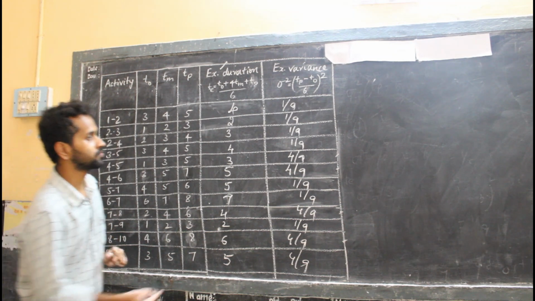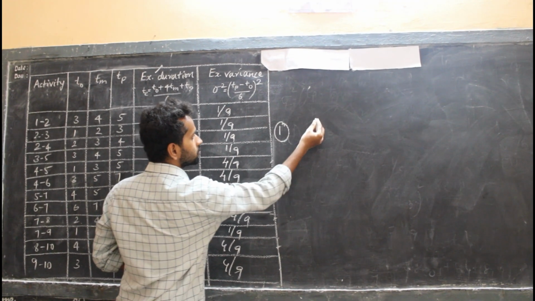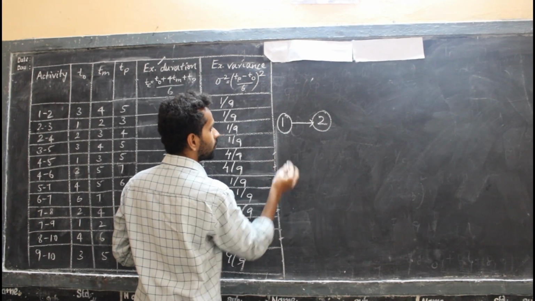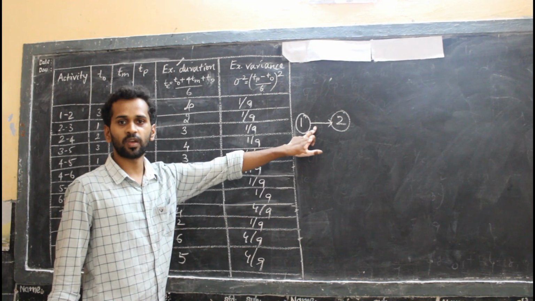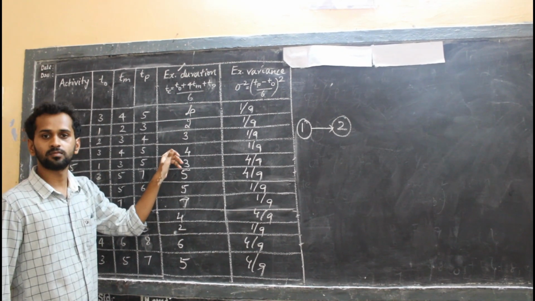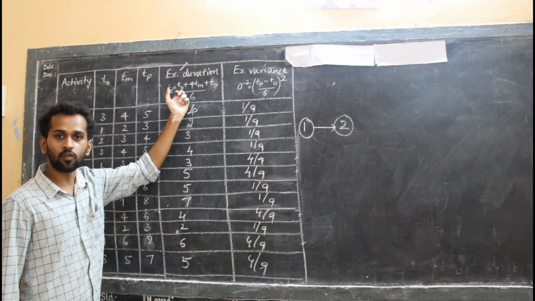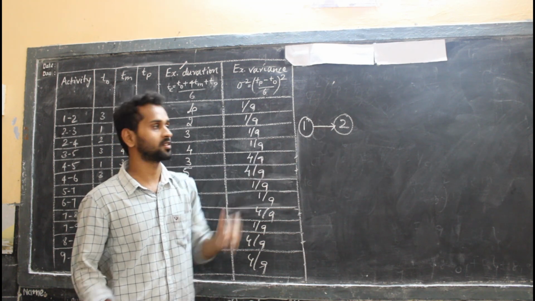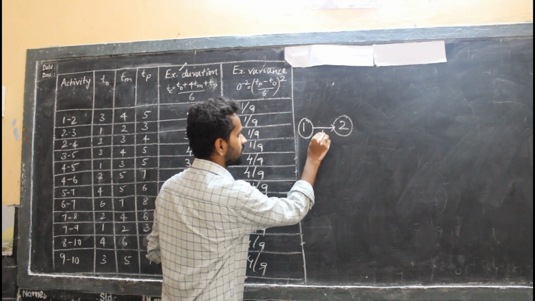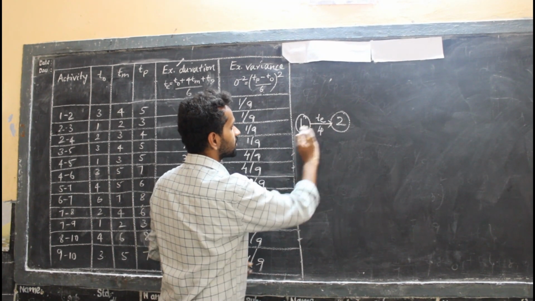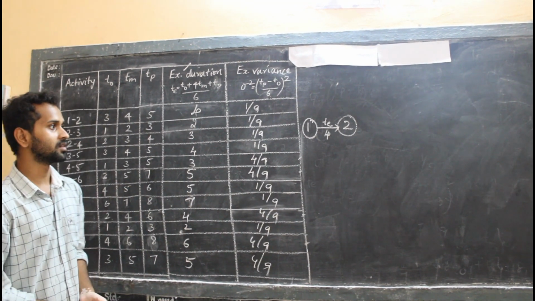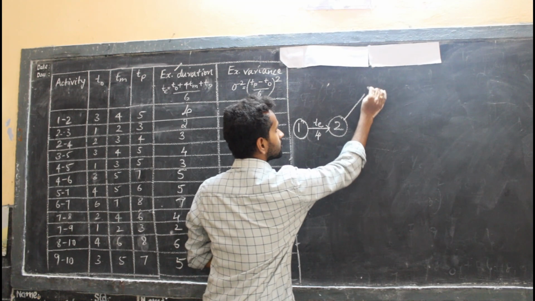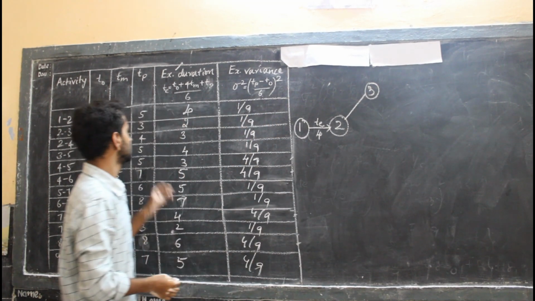The first one is 1 to 2. I will be drawing 1 to 2. Which time do I need to mention here? The expected time. You get that? The expected duration T that I found, these T values I should mention for the time duration in the project, for each and every activity. That becomes 4. All the network should contain T values. And next one, 2 to 3. I will mention 2 to 3, expected time 2.